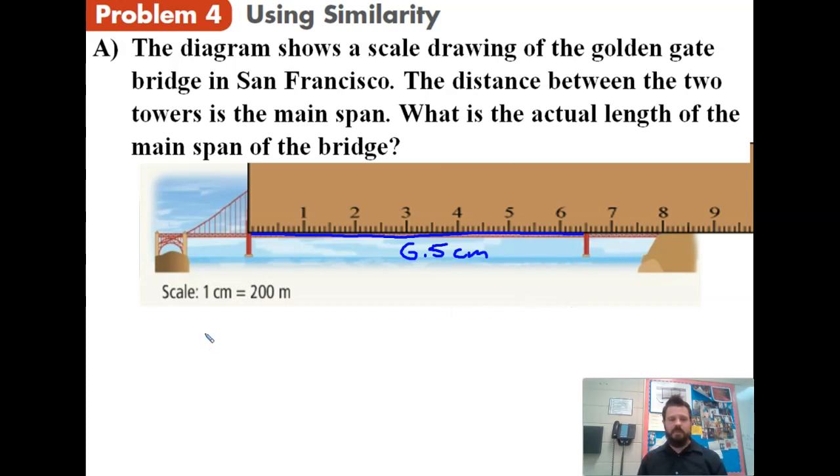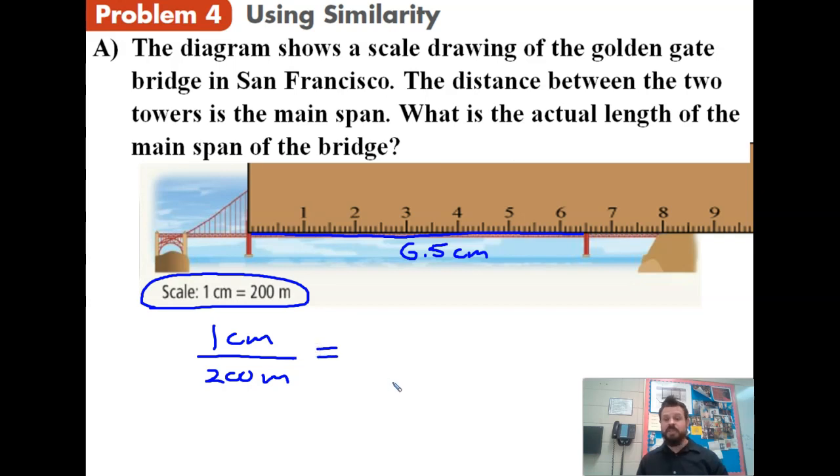What I can do is set up a proportion using this scale factor here. For my scale, 1 centimeter in the diagram is equal to 200 meters in the real world. So if I want to know how long something is in the real world, I'll measure it in the diagram. So here I get that main span is 6.5 centimeters in the diagram, and we'll say that's over x in the real world. And the way we have that set up is, again, diagram over actual: a length on the diagram over the length in the actual.